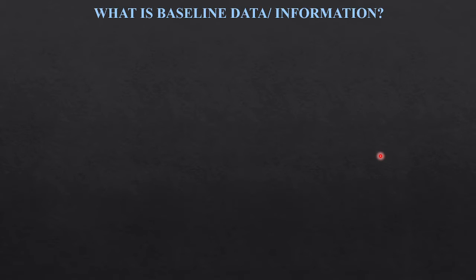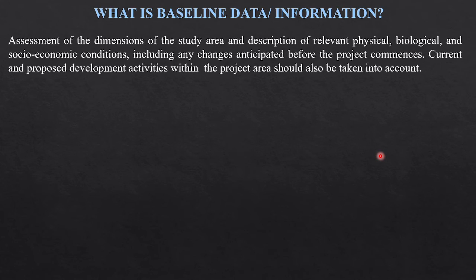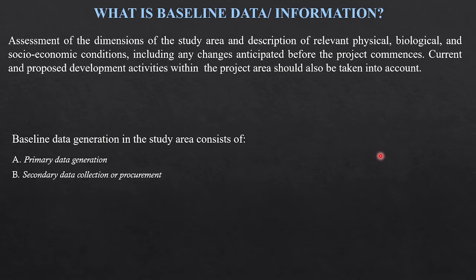Now we discuss the baseline data or information: the definition, assessment of the dimensions of the study area and description of relevant physical, biological and socio-economic conditions, including any changes anticipated before the project commences. Current and project development activities within the project area should also be taken into account. Baseline data generation in the study area consists of primary data generation and secondary data collection or procurement.